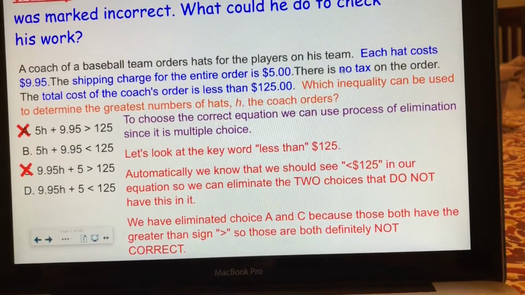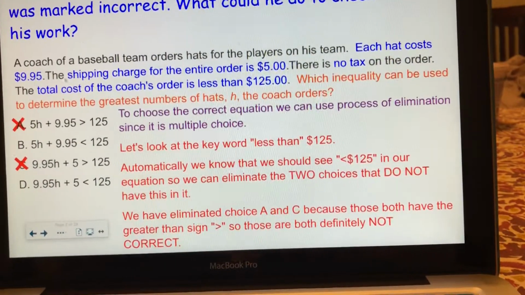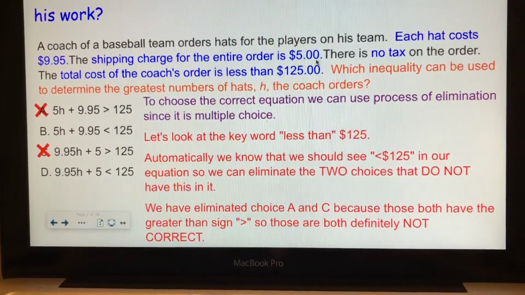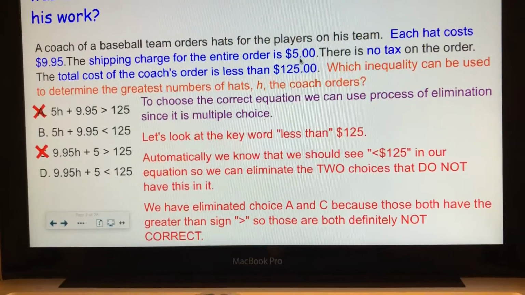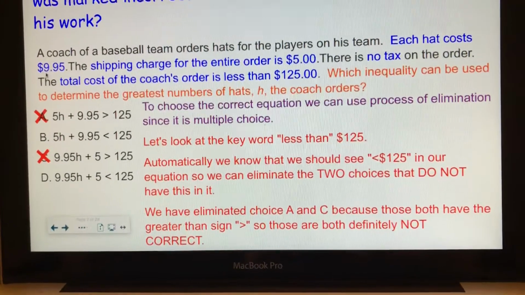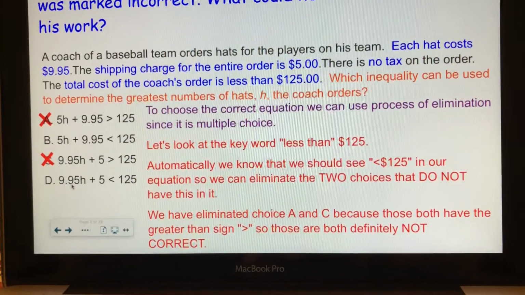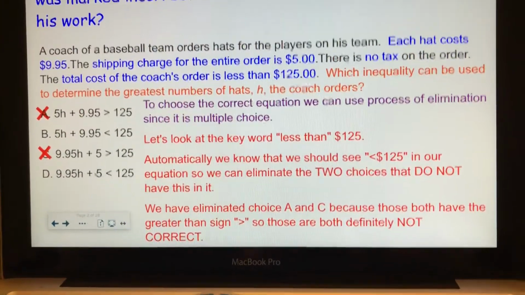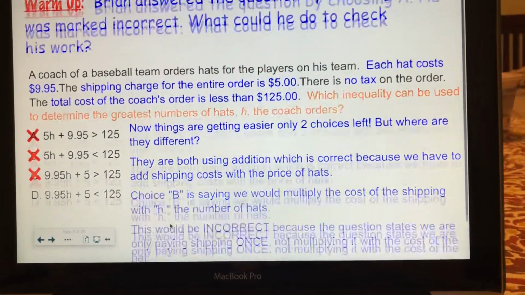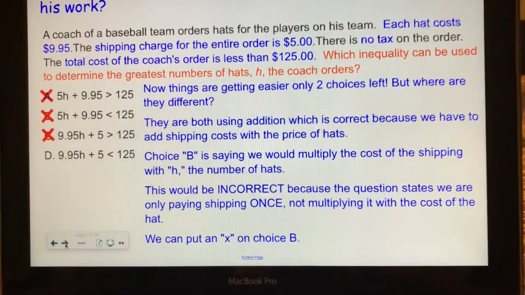So it says in here, each hat costs $9.95, and the shipping charge for the entire order is $5. Now that's telling us we have a one-time fee of $5, and then for every hat, which we don't know how many hats we have, we're spending $9.95. So we're going to take $9.95 times the number of hats plus that $5. So that would be D. And you can read everything that's on here when you look through your lesson.